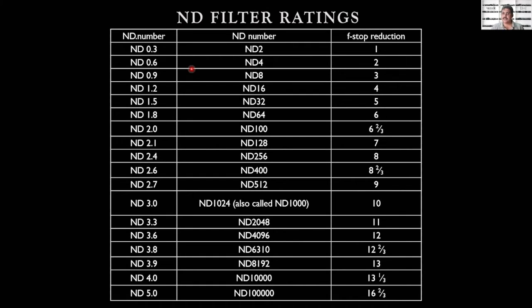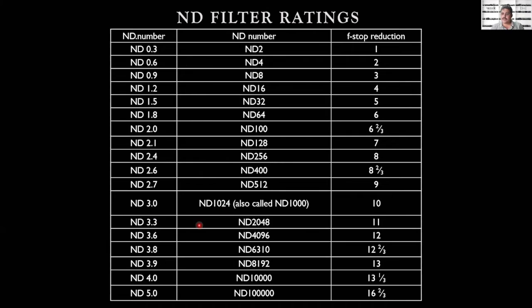That is ND2. 2 stops of light is ND4. 3 stops of light is ND8. So this is 2, 4, 8. It's a multiplication, similar to what we see in our ISOs. Now the f-stop reduction is calculated here. If you are at the 6th stop, it is called ND64. A 10-stop filter is really ND1024, but they call it ND1000. They just round it off.